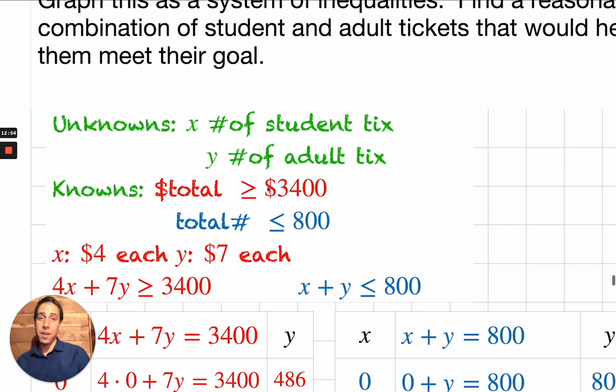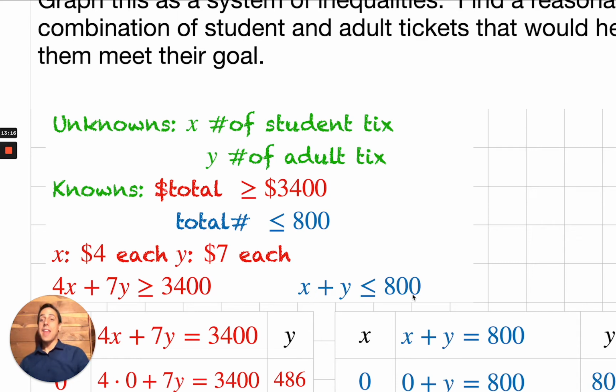So with that, we can say there's a total amount of money of $3,400. That would be 4X plus 7Y. These are the costs times the number of tickets. And that's got to be greater than or equal to 3,400, because you have to make at least 3,400. It says at least. At least corresponds to this symbol right here. And then total number of seats, this is a simple X plus Y, is less than or equal to 800.